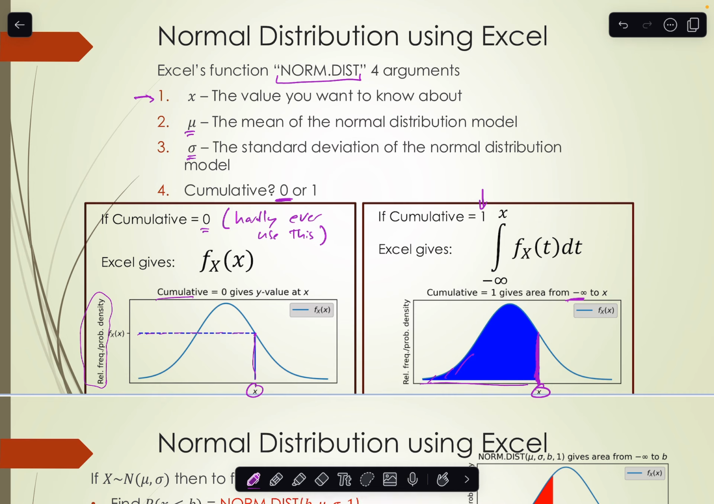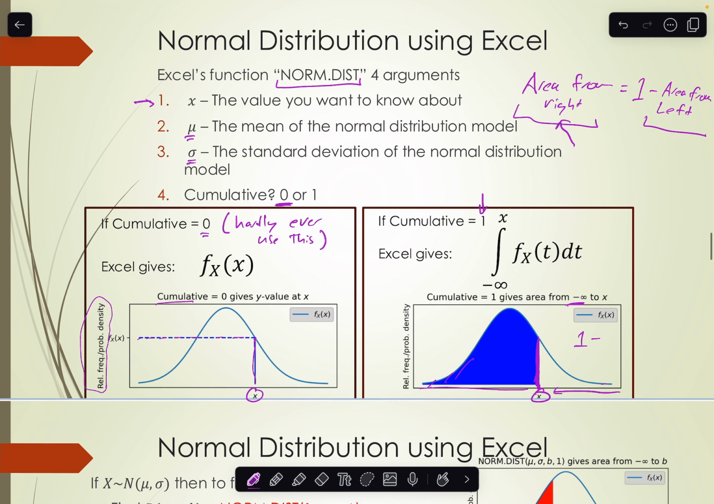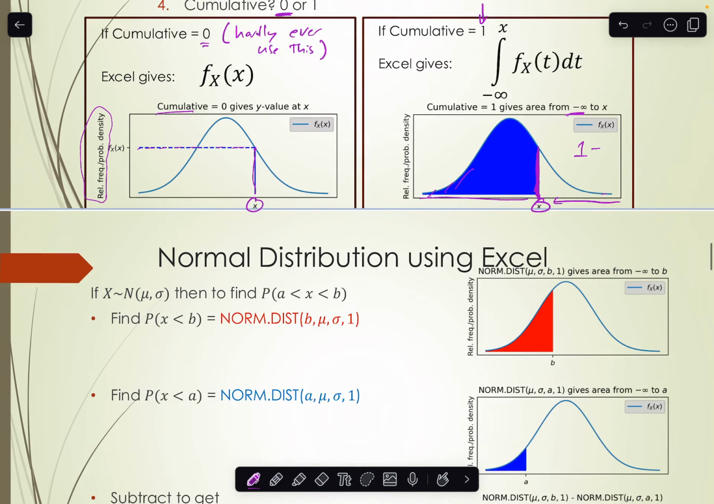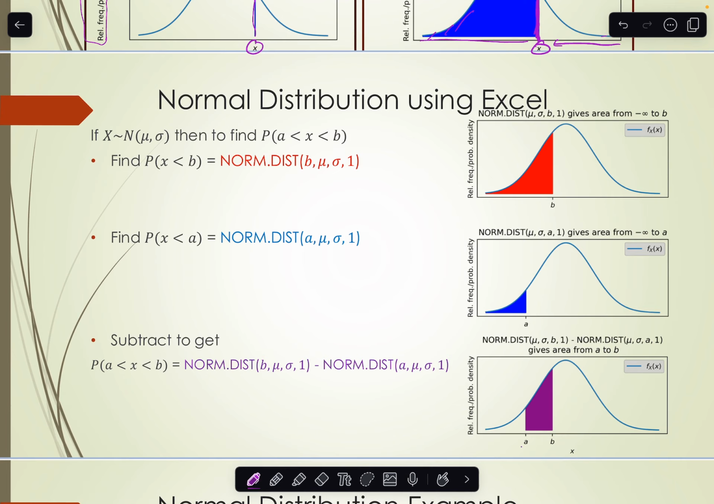Excel gives you the area from the left to x. Not from the right to x. You would have to take 1 and subtract the area from the left. So this is what Excel gives you. Excel does not give you this. You have to find the area from the right by subtracting the area from the left from 1. Because remember, the whole thing has the area of 1. Okay, more about that sort of a thing here. So Excel only gives you area from the left.